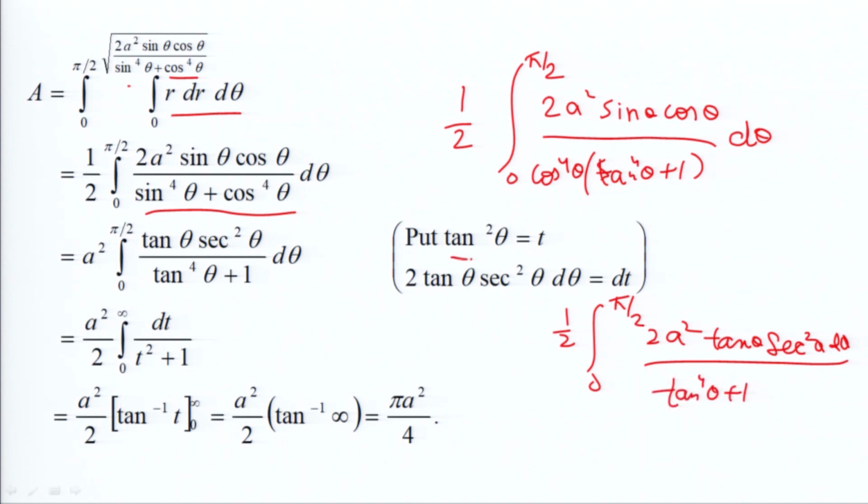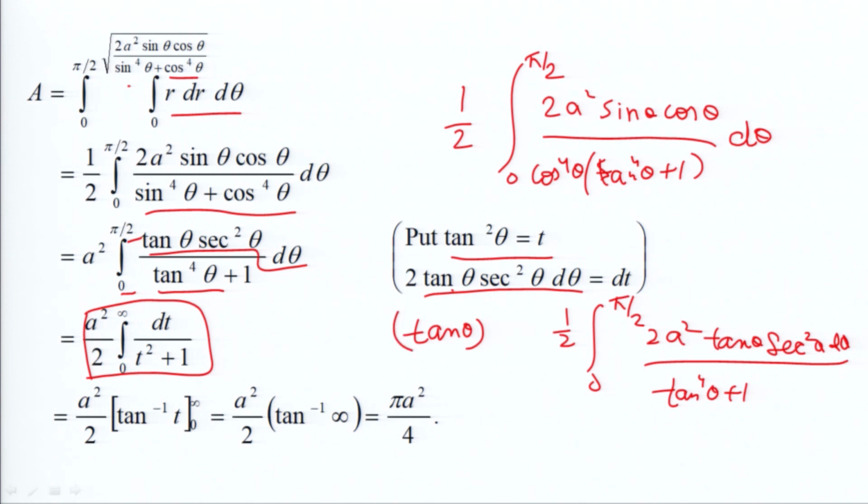We let tan square theta be t, that means differentiating, 2 tan theta sec square theta d theta is dt. Put this value in its place. This gives a square by 2, and this is dt upon t square plus 1, that is the integration here. And also remember, if we put the value as another variable, we also change the limits. Here the limit is 0 to pi by 2. How do we change it? The lower limit is 0. Here we know that tan square theta is equal to t, and putting theta equal to 0.